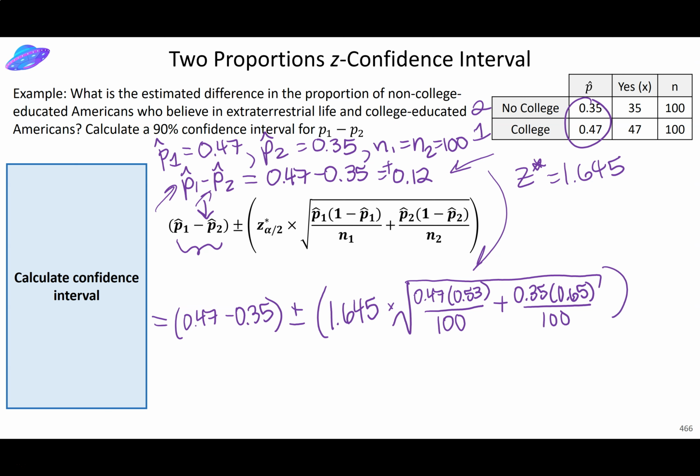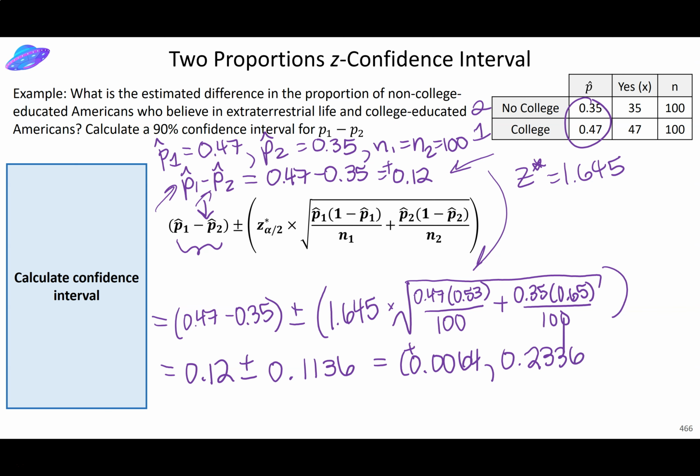Seriously, it is so much easier when the sample sizes are the same. Ideally, we do have equal sample sizes, but human beings in particular are infamous for dropping out of studies. Just saying. So a lot of times we don't get them. So 0.12 is my point estimate, plus or minus, I'm going to take it out to about 4 places, 0.1136. So then I get 0.0064, and that's positive, to 0.2336.